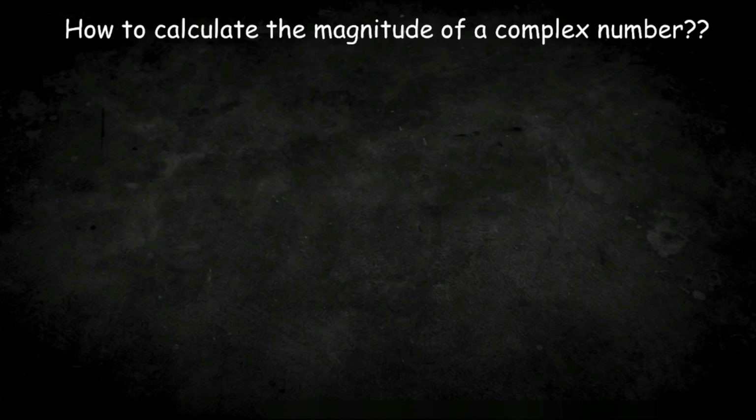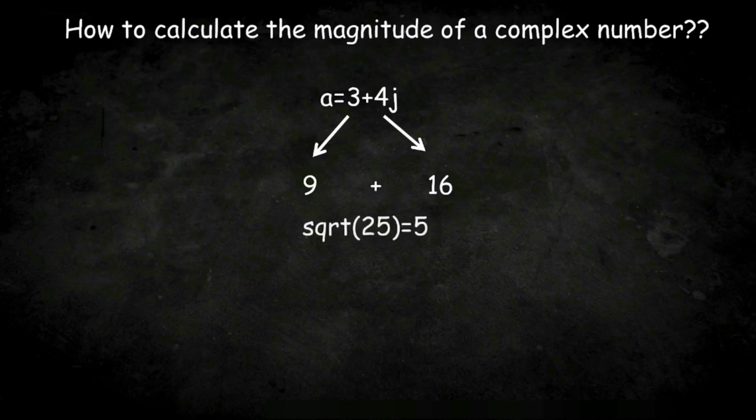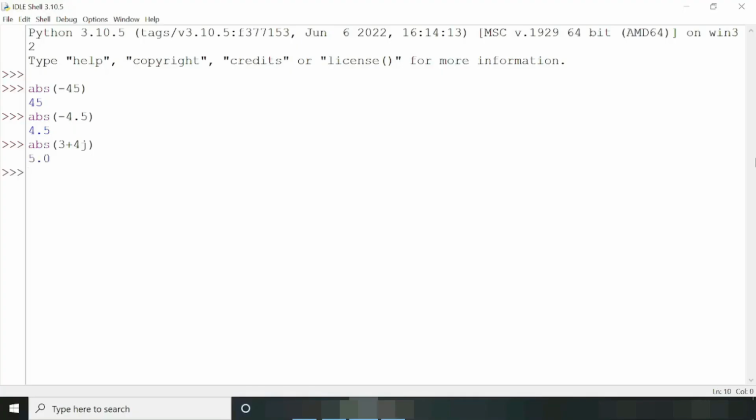So our question is how to calculate the magnitude of a complex number. For example, we have a complex number a equals 3 plus 4j. Now we need to calculate the square of these numbers, that is the square of 3, that is 9, and the square of 4, that is 16. Then we need to add them, and again we need to find the square root of 25, the addition, that is 5. So 5 is the magnitude of a. Now if I print the answer, it is showing 5.0. But note that it is showing a float value, that is 5.0.